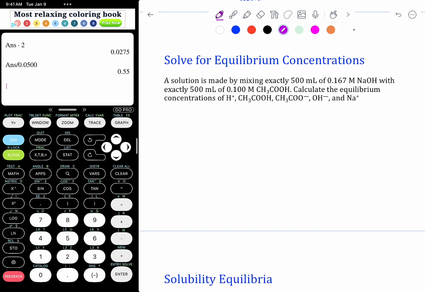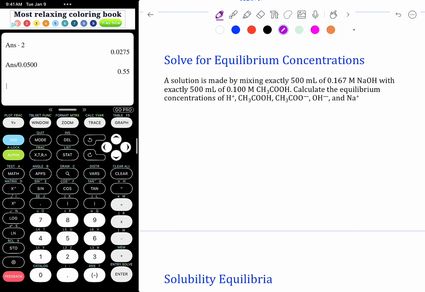So we're asked to calculate the concentrations of all species present after mixing a solution of acetic acid with a solution of sodium hydroxide. The first thing that we want to do is calculate the molar quantities of acetic acid and sodium hydroxide by multiplying the volume in liters by the molarity of the solution. This is going to tell us how many moles of each of these compounds we start off with.